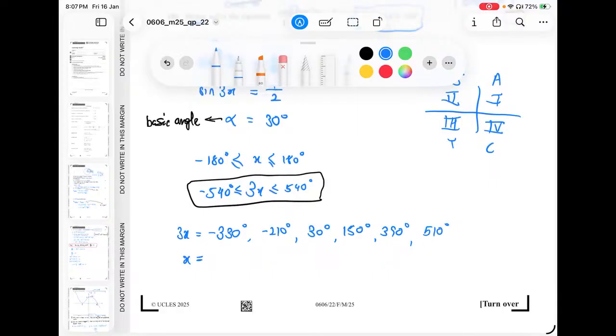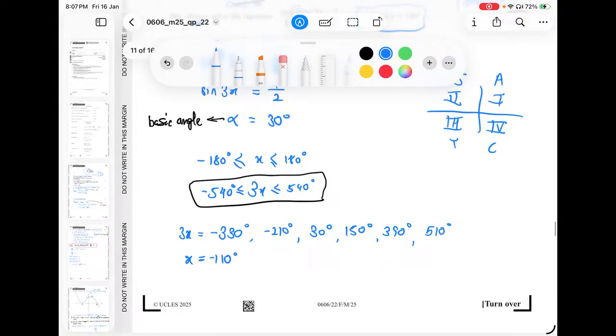So then x is going to be negative 110. You just divide everything by 3: negative 70, 10 degrees, 50 degrees, 130 degrees, and 170 degrees.